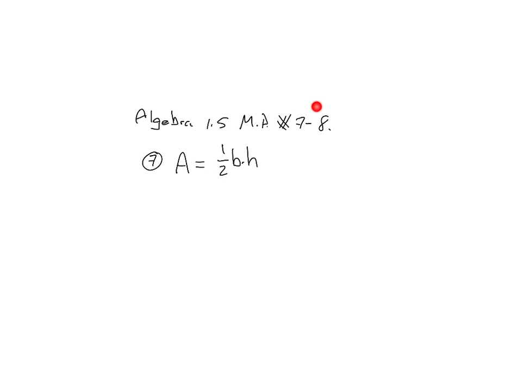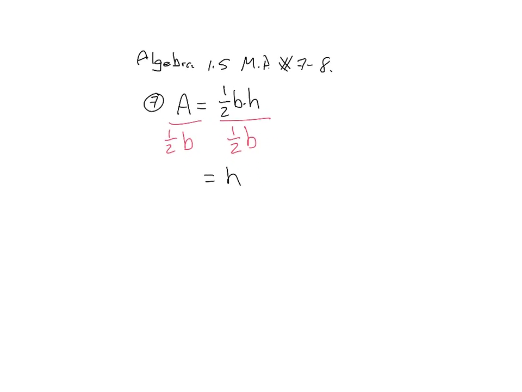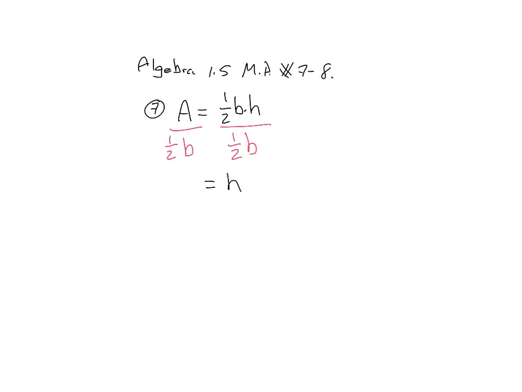Well, since we've got h times b times 1/2, to undo multiplying by 1/2 b, we just have to divide by 1/2 b on both sides. So let's go ahead and do that. I'm going to divide by 1/2 b on both sides. So that's going to give us h all by itself over here. And on the other side, we're just going to have a over 1/2 b.